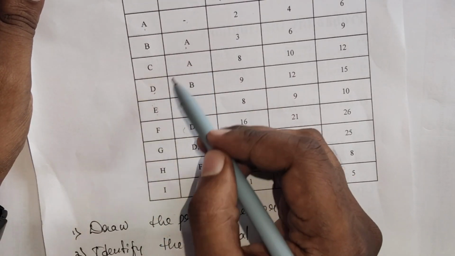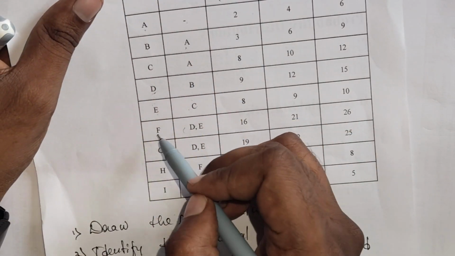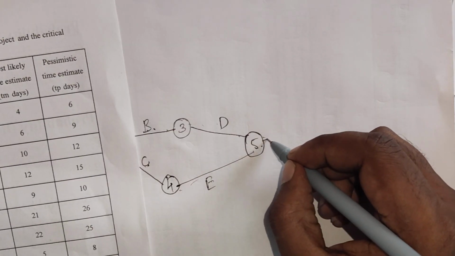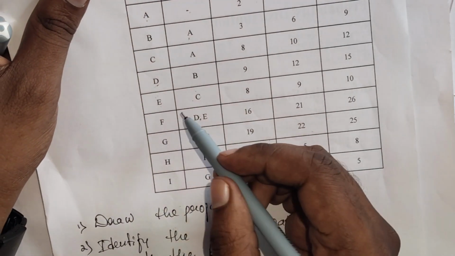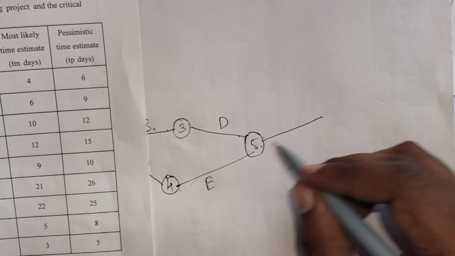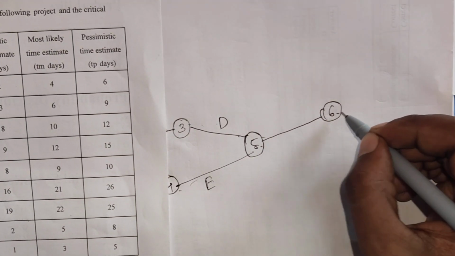So now C is done, D is done, E is done. Next, F is deriving from D and then E. So D and then E. Again, check whether F ends up alone or together. So it ends up alone, no problem. So 5 is done, it's going to become 6.